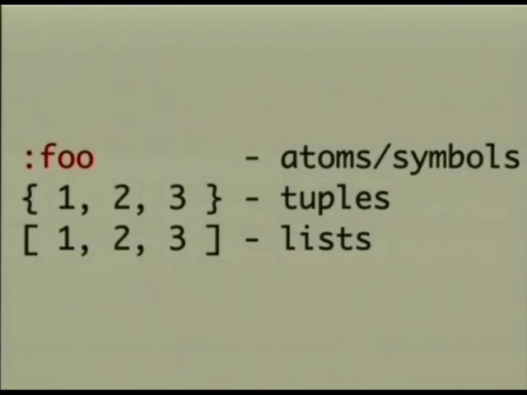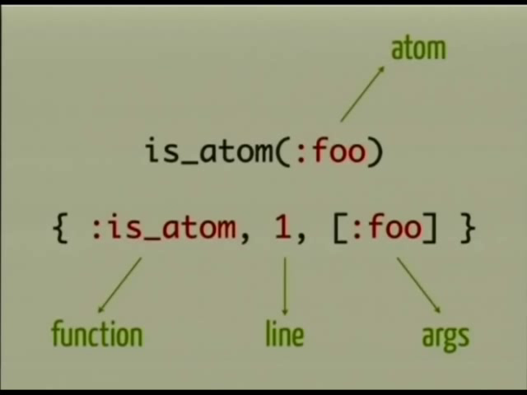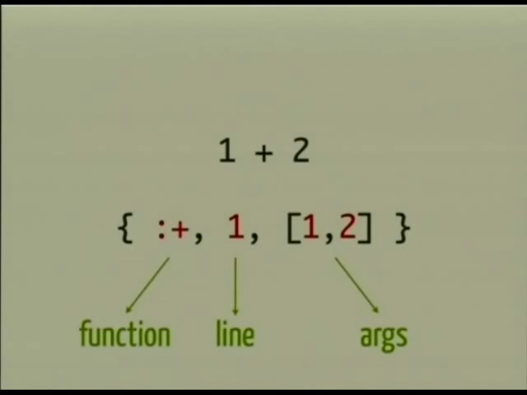And the thing is, in Elixir, all Elixir code can be represented with Elixir structures. So we can do this. Imagine that we have a call to isAtom, calling a function called isAtom, passing the atom foo as argument. This is going to return true because foo is an atom. Internally, this is represented as a tuple with 3 elements. The first element is the function name, isAtom. The second one is the line. And the third are the arguments that I am passing to this function. So I can represent all Elixir code using Elixir data structures. And everything's like that. 1 plus 2 is actually a call to the function plus happening at line 1, and the arguments are 1 and 2.